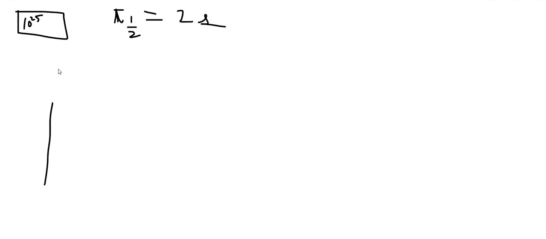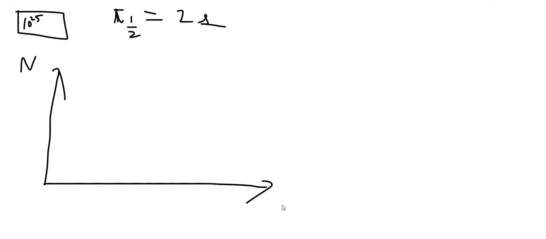So let's just draw out a graph for this. This is going to be the number of atoms, and this is the time passed. So we start over here with 10 to the 25 atoms. That's what we initially have at time equals 0. Now at 2 seconds, we know that it's going to be halved. So let's take about half over here. That's going to be about 5 times 10 to the 24 atoms. It's been halved now. And let's plot that point over here.